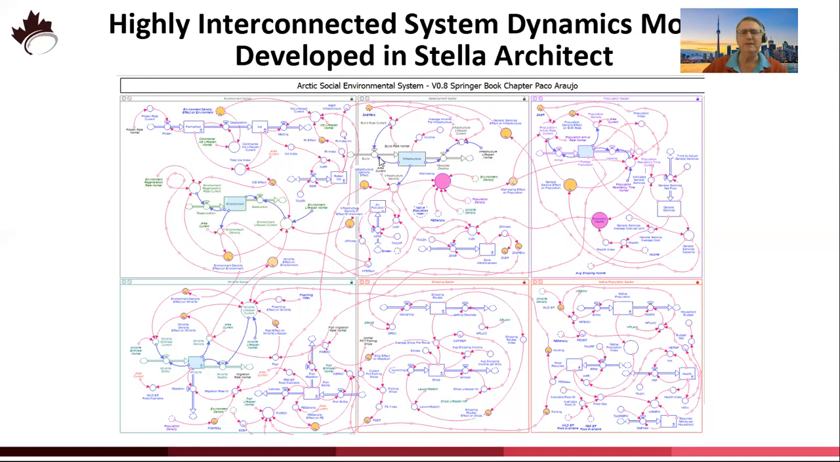Here we have the development sector of infrastructure. And here is the development sector for shipping. And here is the population sector for the non-indigenous population. And here is the population sector for the native people. And you can see that these sectors are highly interconnected.